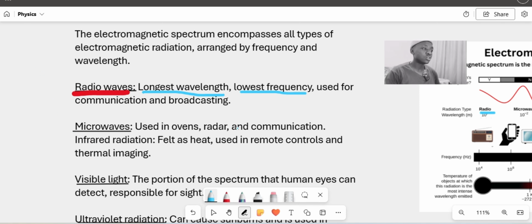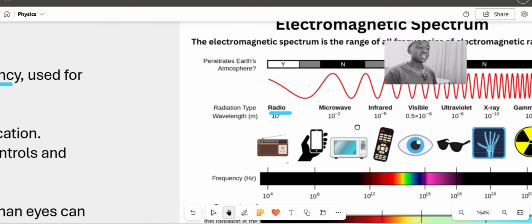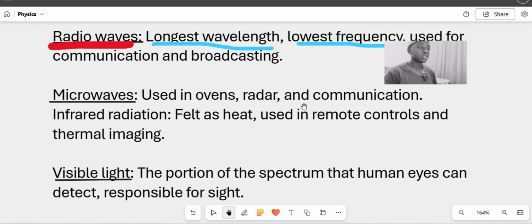Microwaves are the ones used in ovens, as you know, and they can also be used for communication. So they also have a longer wavelength, but a shorter what? Frequency. As you can see here, this is still a shorter frequency.